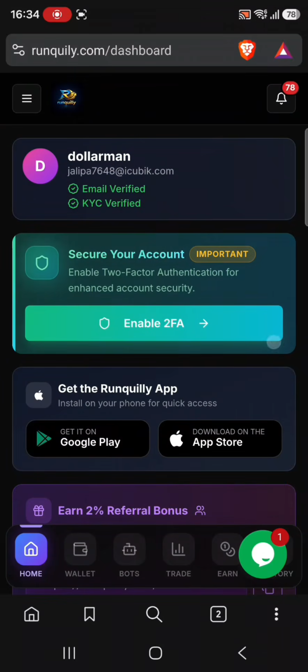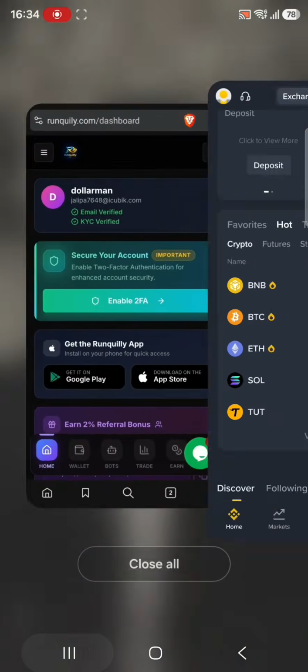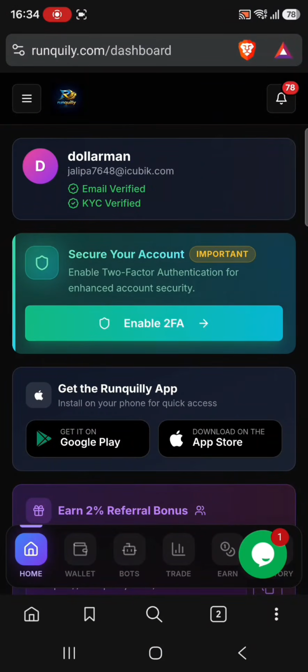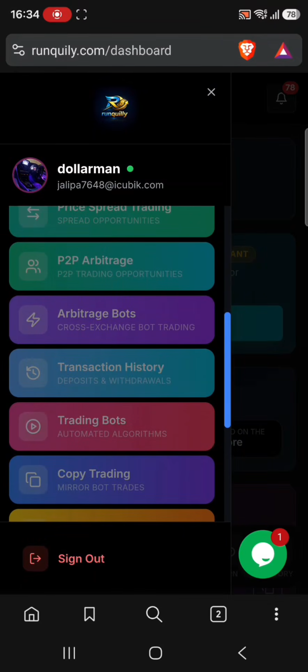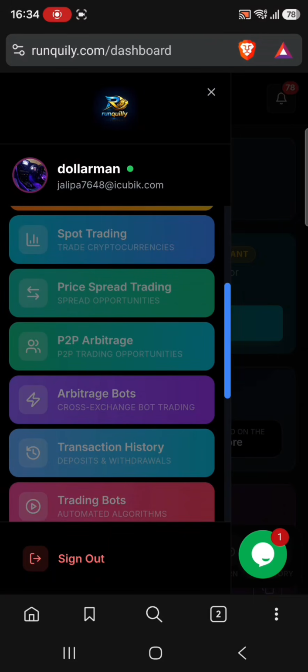So after that, I will be receiving our assets in our internal wallet. That means we'll be trading crypto arbitrage trading, and we receive in our Ranquilly account. So let's get to it. Remember, we are trading crypto arbitrage trading, not any other trade.